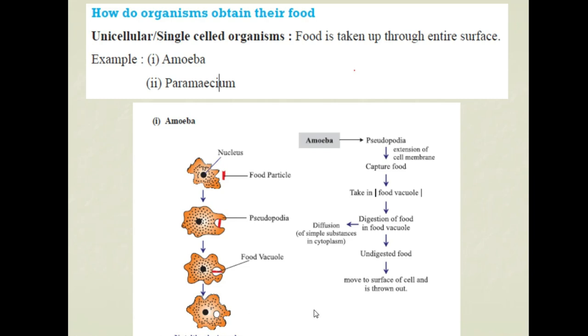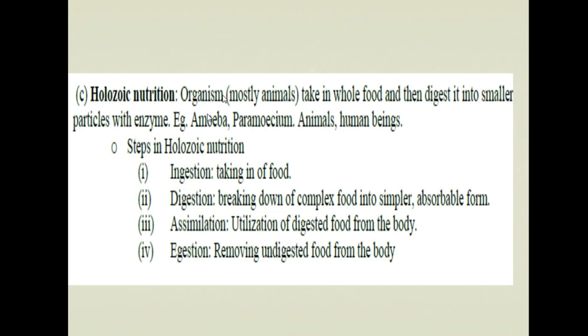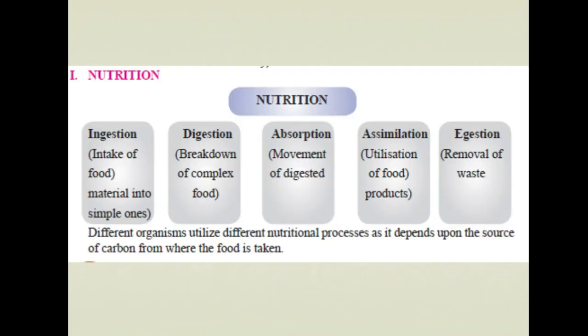So these things are described in a process. First step is ingestion, taking in of food. Second step, digestion, breaking down of complex food into simpler, absorbable form. Assimilation, utilization of digested food by the body. Lastly, we have egestion, removing the undigested food from the body, that is the amoeba's body. So again the same process I have listed here, so you can have the clarity.